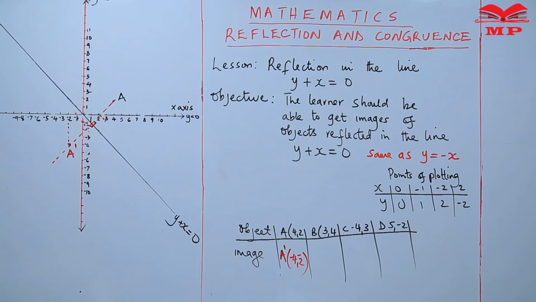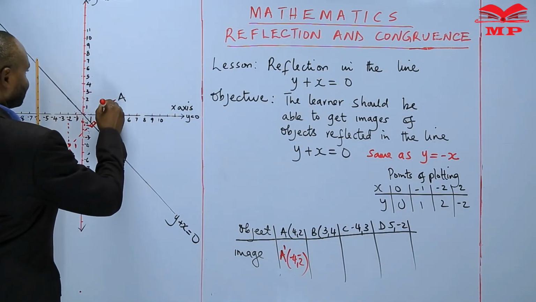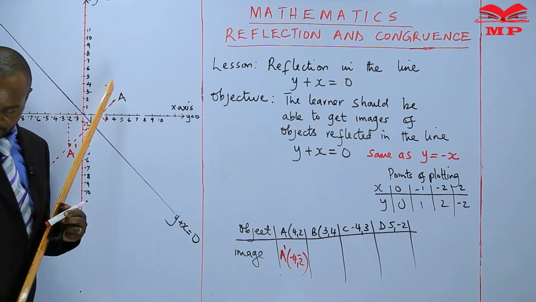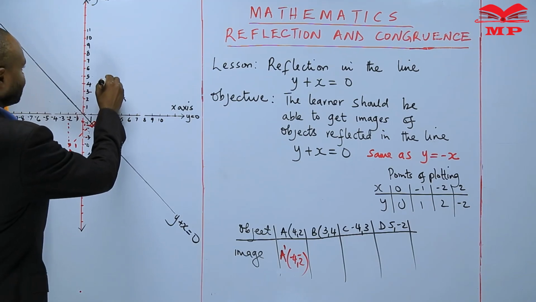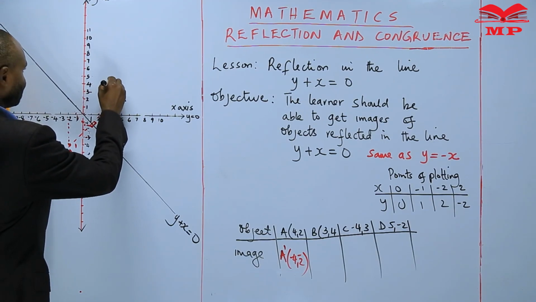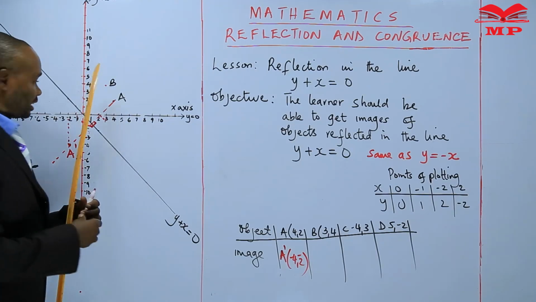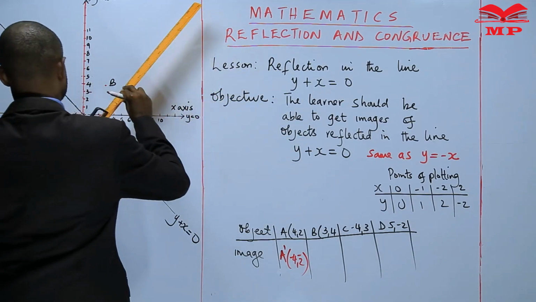Let's look at 3, 4. 3, 4 is here. So my object B is here. That is 3, 4. I'll look for the perpendicular distance to the reflecting line.